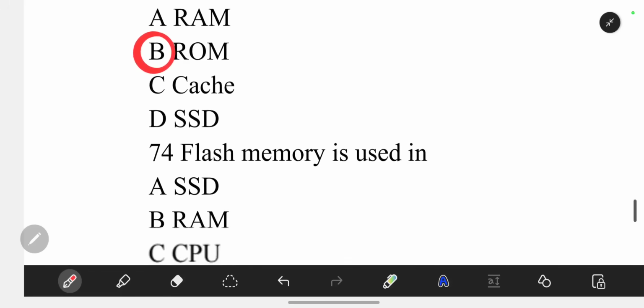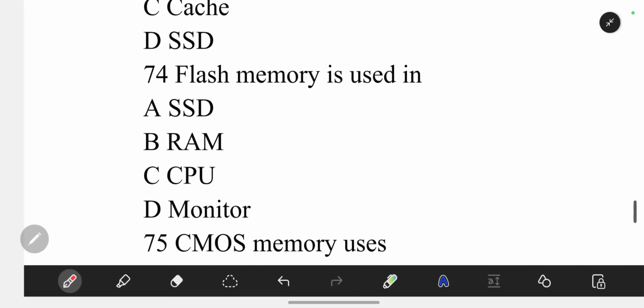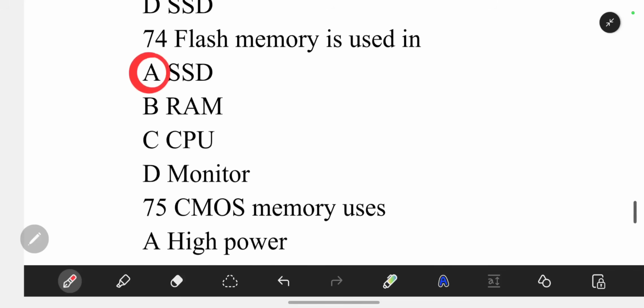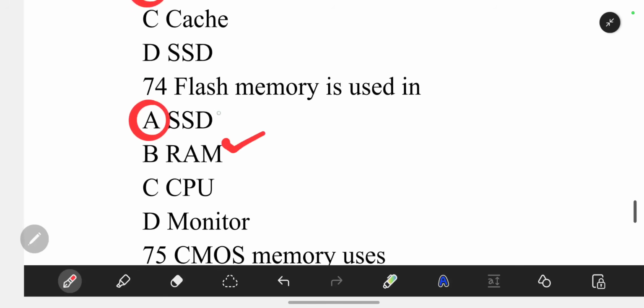Then when we look at our 74, flash memory is used in... So I've already talked about the flash memory. It is used in SSD, which is not made of moving parts. This RAM flash memory is secondary storage. So when we look at our RAM, that's primary and all that.